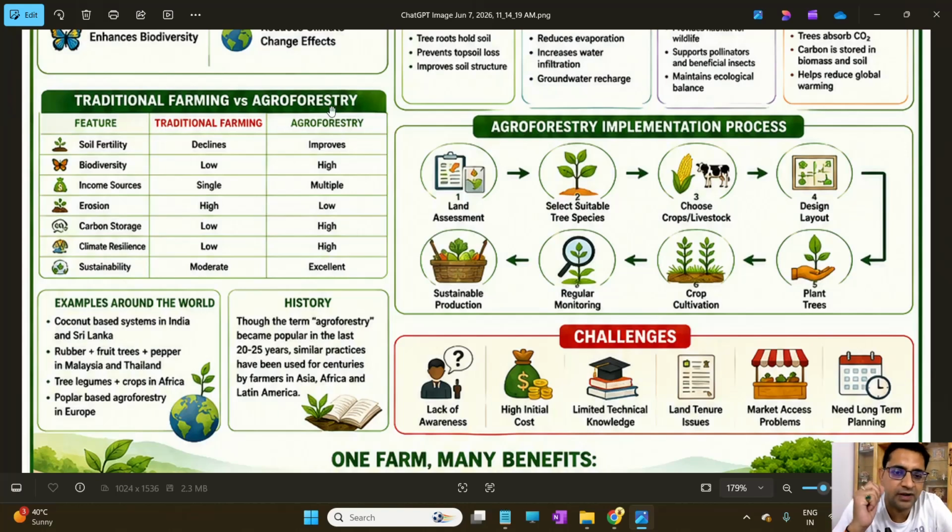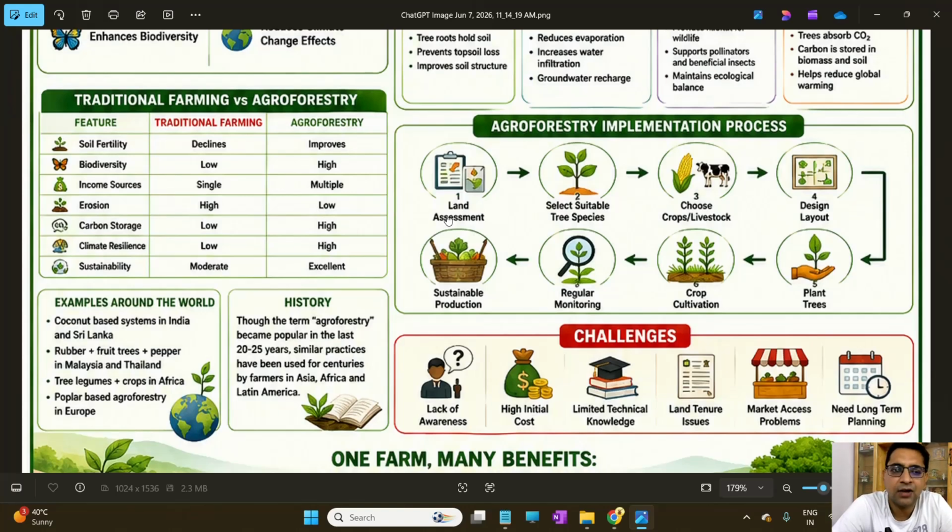Okay, so now there is traditional farming versus agroforestry. What is the difference between them? Soil fertility declines in traditional farming, but in agroforestry it improves. Biodiversity is low in traditional farming, but high in agroforestry. Income source is single in traditional farming, but multiple in agroforestry. Soil erosion is high in traditional farming, but low in agroforestry. Carbon storage is low in traditional farming, but high in agroforestry. Climate resilience is low in traditional farming and high in agroforestry. Sustainability is moderate in traditional farming, but excellent in agroforestry.